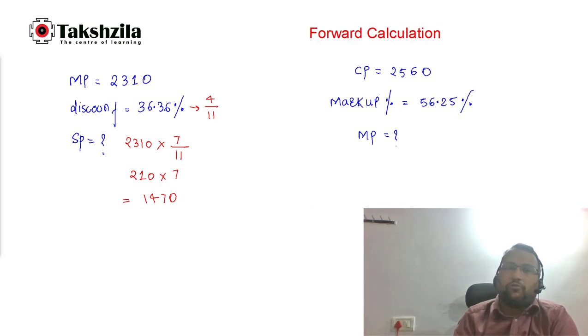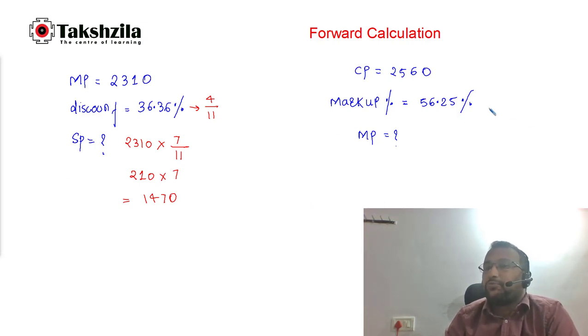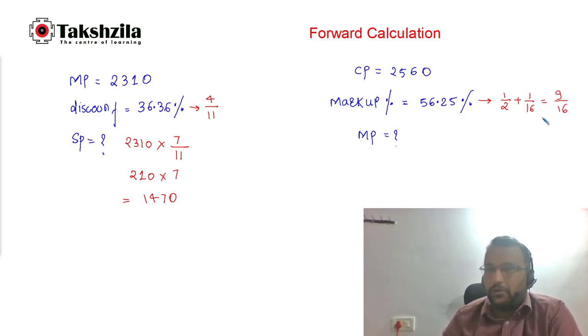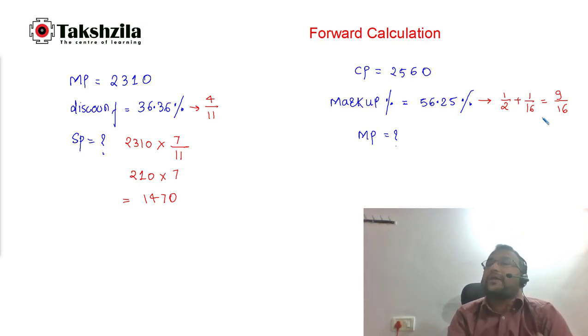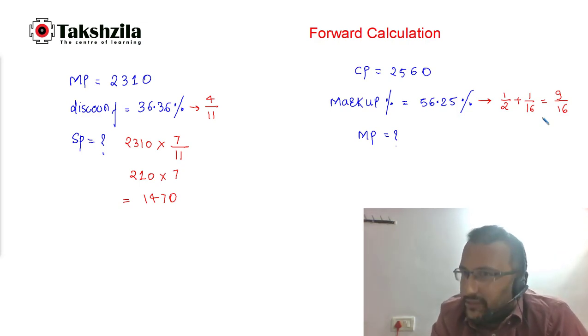So first of all, over here you need to understand 56.25% is how much? It is 50%, that is 1 by 2, plus 6.25%, that is 1 by 16. So it is nothing but 9 divided by 16. So markup percent is 56.25%.